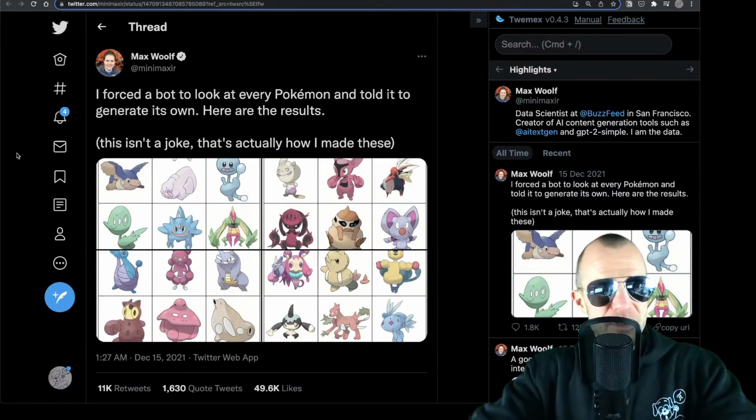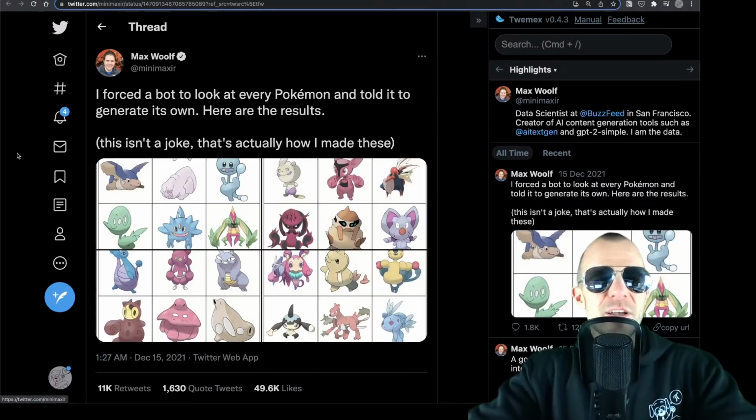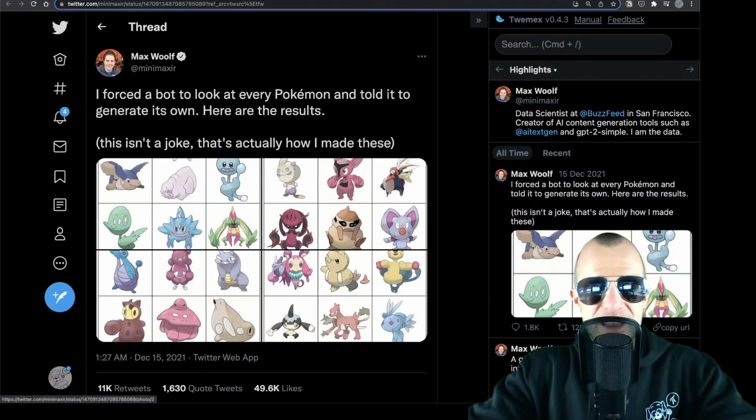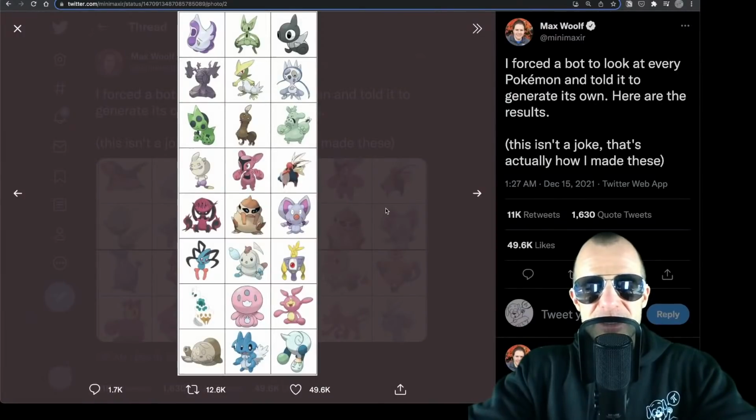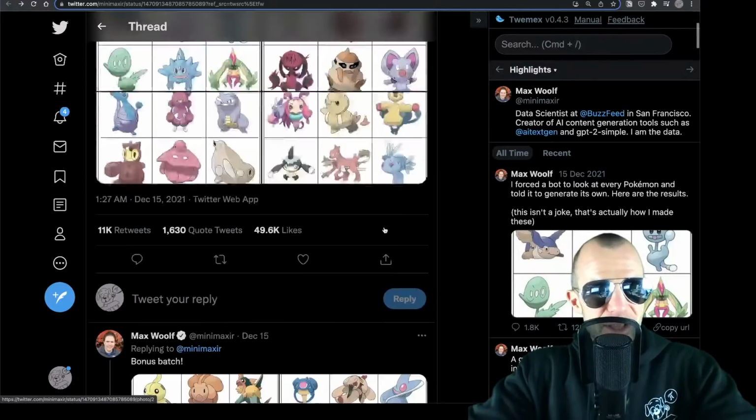There was a very popular tweet going around by Max Wolf saying, "I forced a bot to look at every Pokemon and told it to generate its own. Here are the results." And the pictures are quite neat. It's pictures of new Pokemon, and they actually look like some.